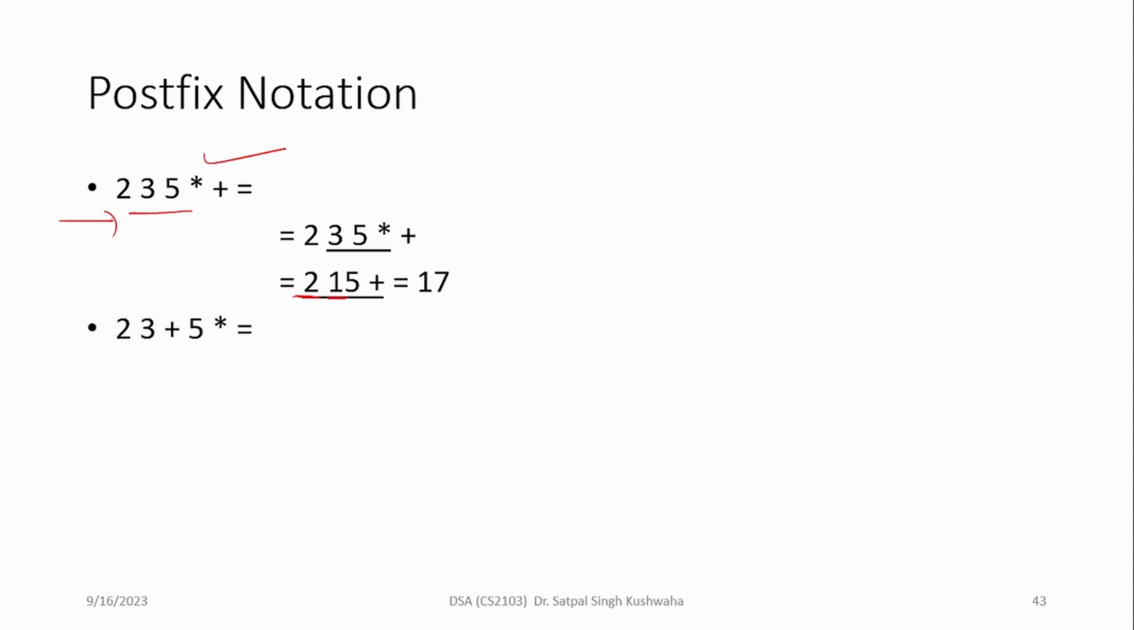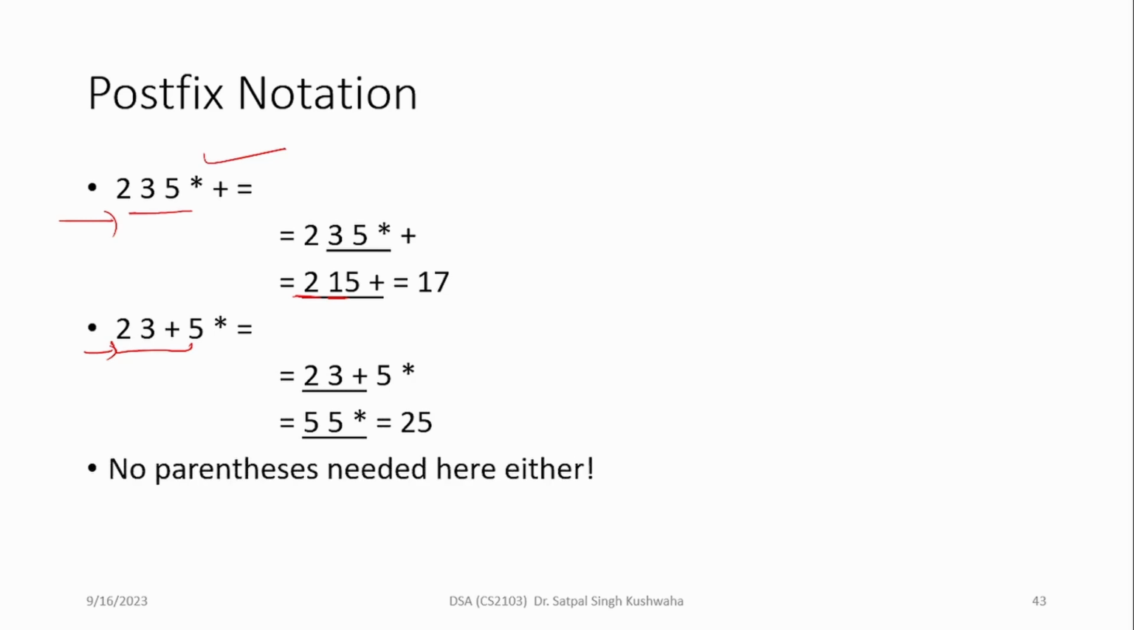In this case, just go from left to right: 2 3 plus 5 star. So 2 3 plus will be evaluated first. 2 3 plus means 2 plus 3, that is 5. Then the result will be 5 5 multiply, so the final evaluation will be 5 into 5. As you can see, there is no parenthesis needed here either.